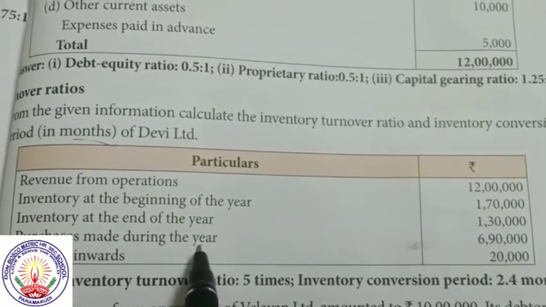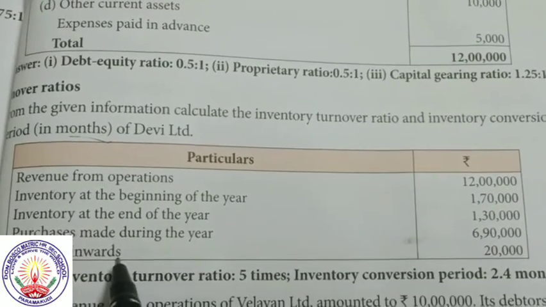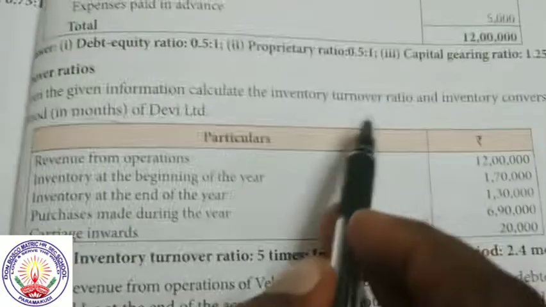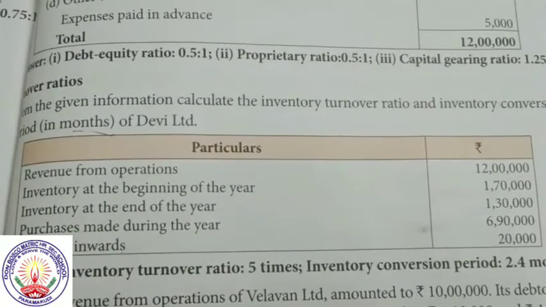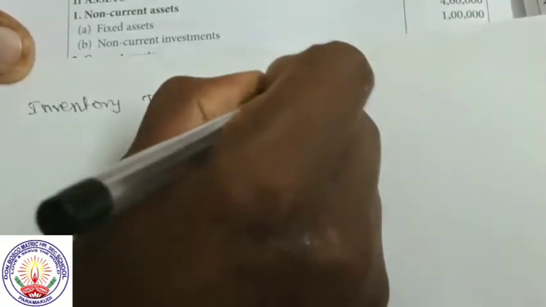Purchase made during the year for rupees 6,90,000. Carriage inward is one of the direct expenses. Find out the inventory turnover ratio and inventory conversion period. First of all, find out the inventory turnover ratio. What is the formula for inventory turnover ratio?